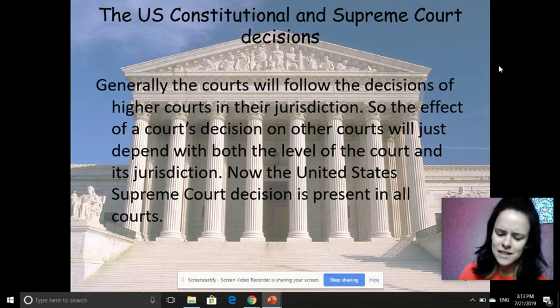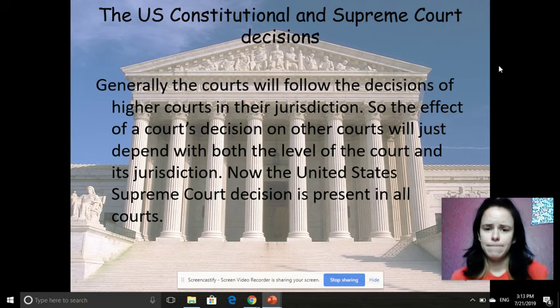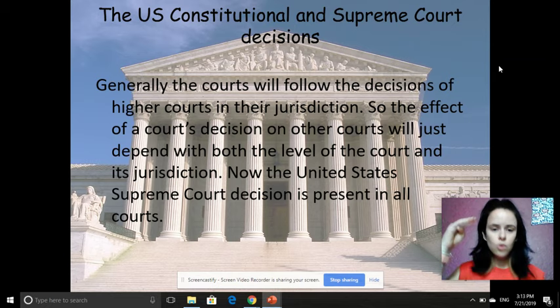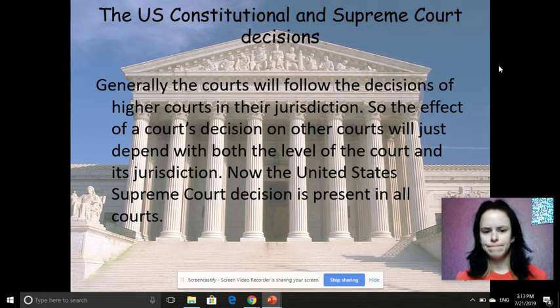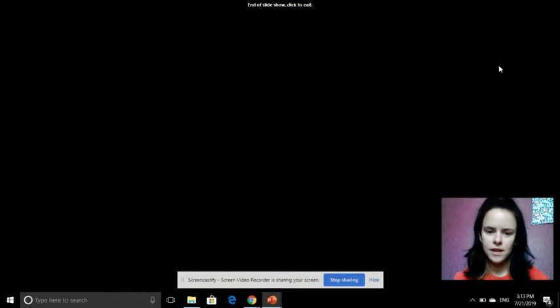This one I had a lot of difficult time understanding the question and all. But basically, the courts will follow the decisions of higher courts above them and their jurisdiction. It will just depend on their decision in the court, but the U.S. Supreme Court decision is always present in the courts. And I feel like that's it.